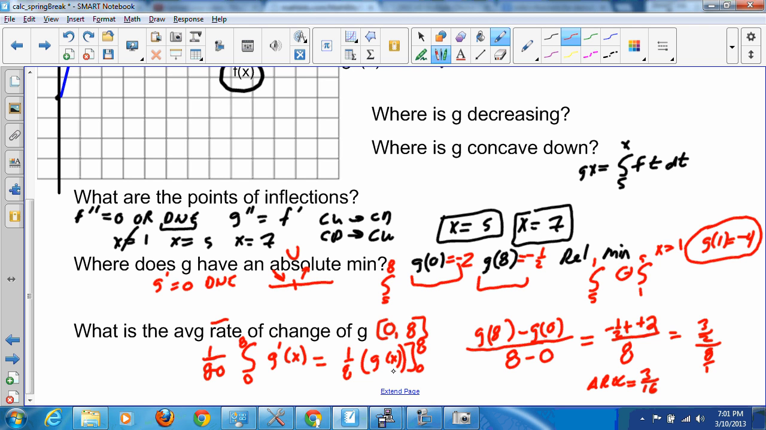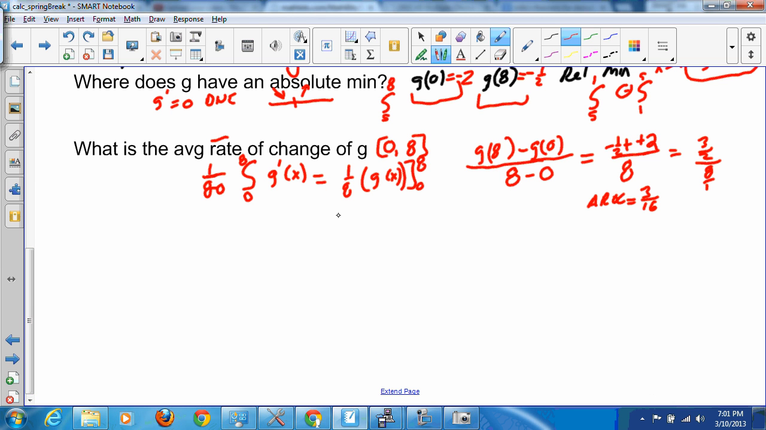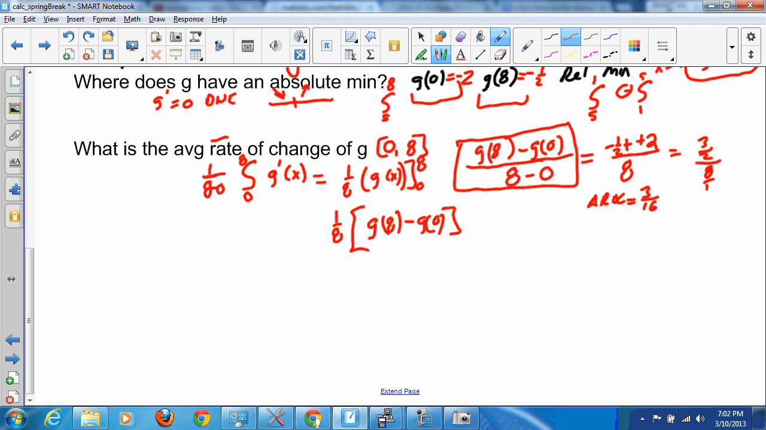Well, if you plug in your 8, let me slide down a little bit, get more space here. If we look at this, this is just g of 8 minus g of 0. And if you distribute the 1/8, it looks exactly like what we have right here. So either way you analyze that, you're going to get the same answer.